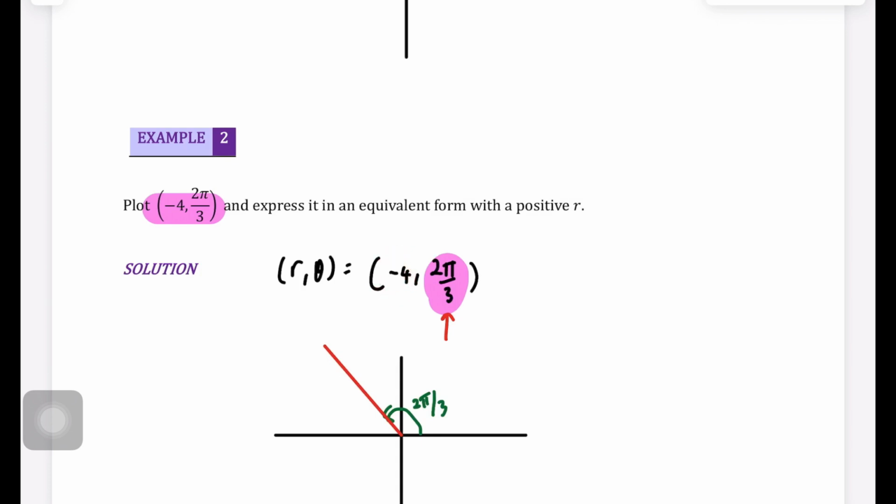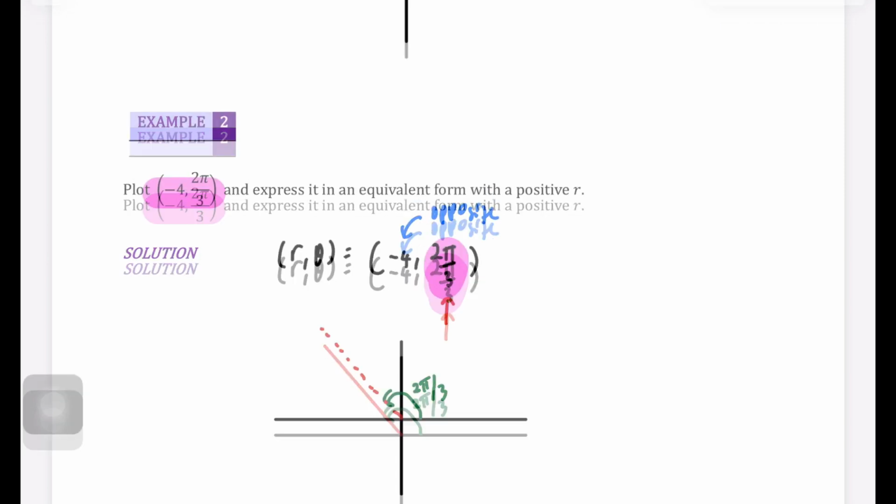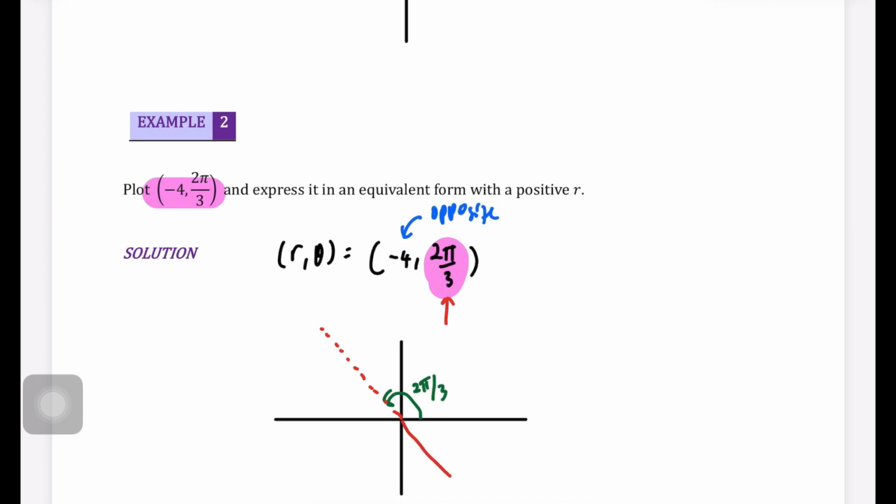However, since your r is negative, this is not your final answer yet. When your r is negative, you need to go to the opposite side. This is not your true line yet. Your true line is on the opposite side. So this is it. Therefore, this will be your answer of negative 4, 2 pi over 3.